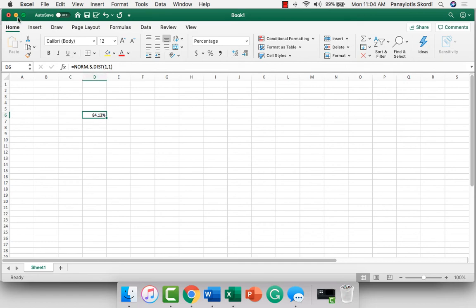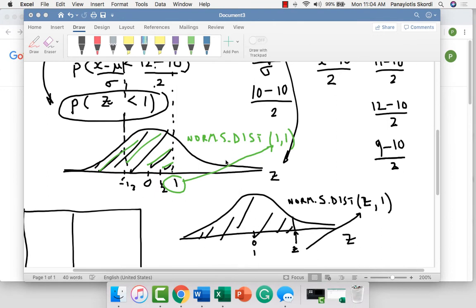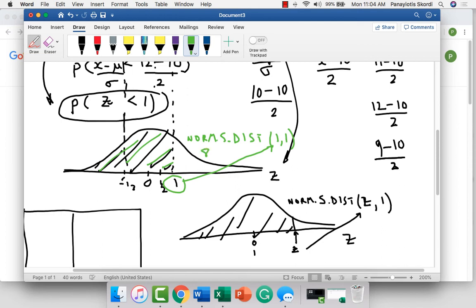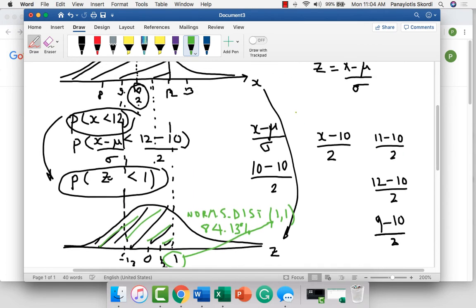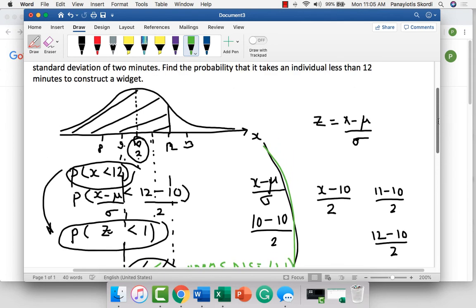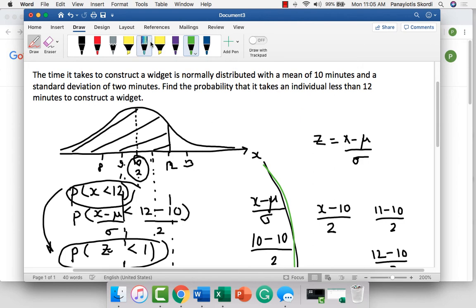This is how we calculate it. So back to here. So the answer that we have here is 84.13%. So the probability that it takes fewer than 12 minutes, 84.13%. Now, we standardized that, and standardized just means we went through this process of changing it from X to Z. You didn't have to standardize it. There's another function in Excel, which I'll show you now.